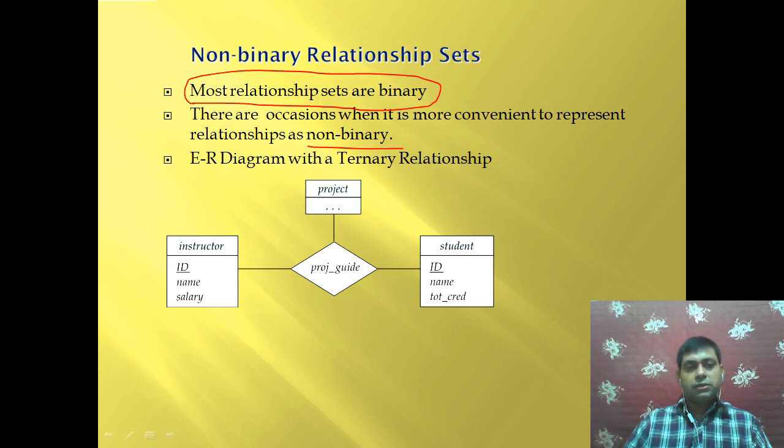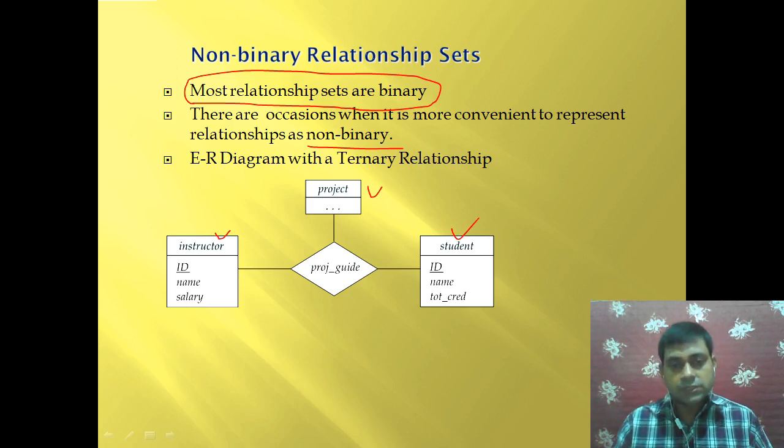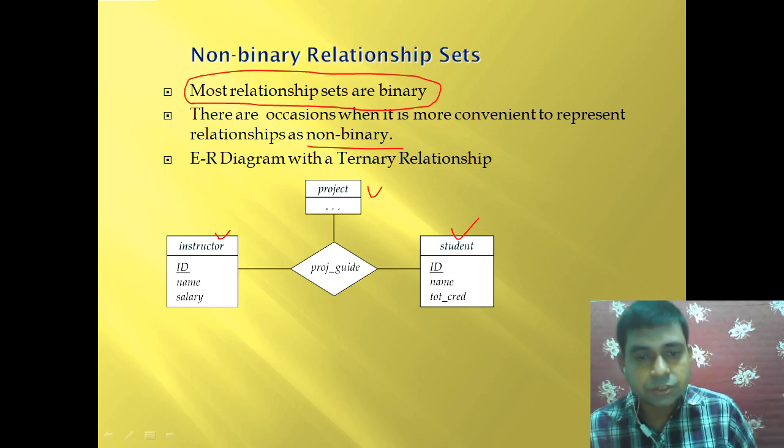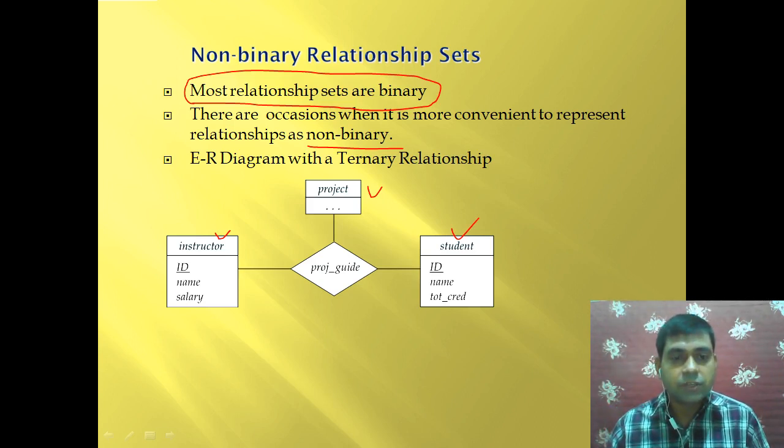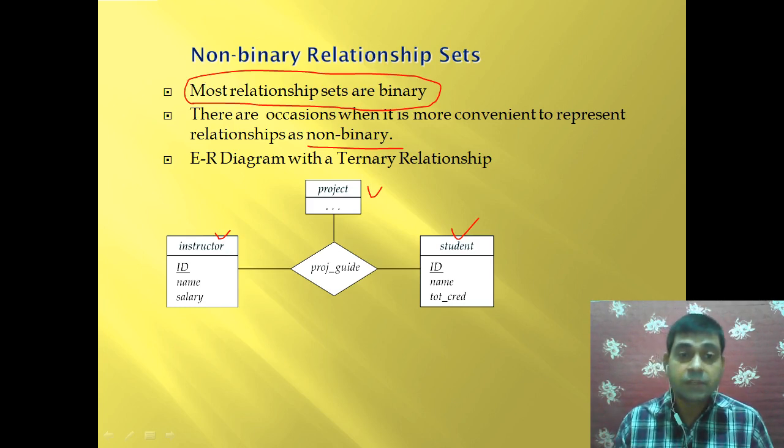So in ER diagram we have a ternary relationship as well. Here is an example of a ternary relationship. All these three are different entities, and three entities are connected to one relationship, project guided by. So this is the relationship name where these three entities are connected. It is self-explanatory, so we need not explain anymore, just look at this.